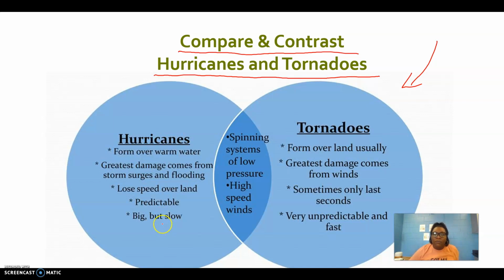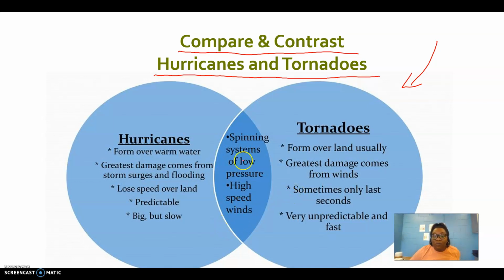They're slower. We'll notice here that tornadoes are in a lot of ways very opposite from hurricanes. One big way is because they occur over land. They form over land, usually. Their greatest damage doesn't come from storm surges and flooding, but from their powerful winds. And sometimes they only last seconds. So they are very fast, very unpredictable, and very quick, usually.